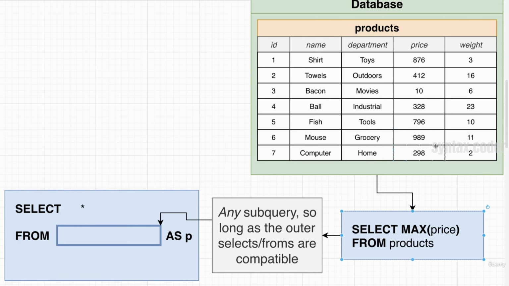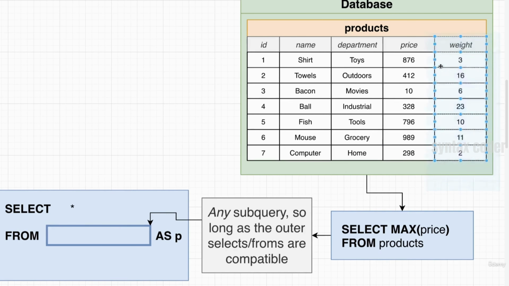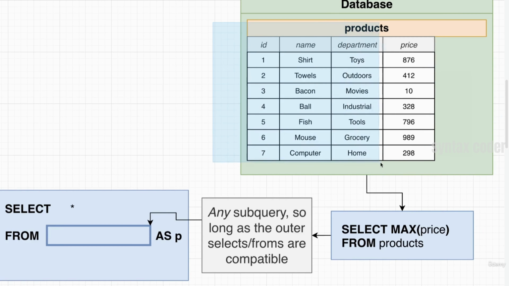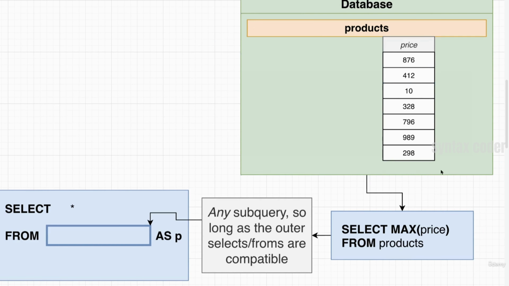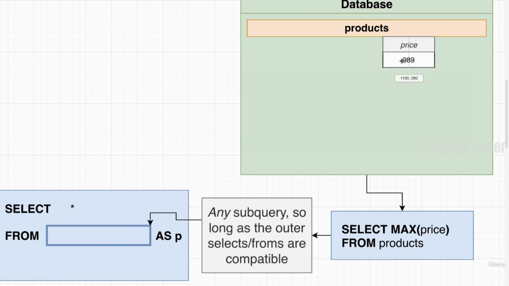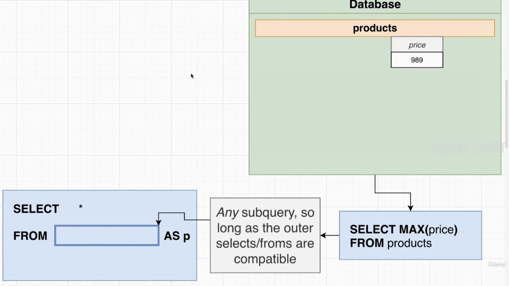Selecting the max from price means let's take a look at the price column by itself, nothing else. And we want to get just the max value inside of here. In this case, it would be the 989. That is the result of our subquery. It is one row and one column, which we refer to as a value. That's one single value. We can make use of this as a subquery inside of a from clause so long as the outer select or any additional wheres, group bys, and so on are assuming that we are providing just one single value.